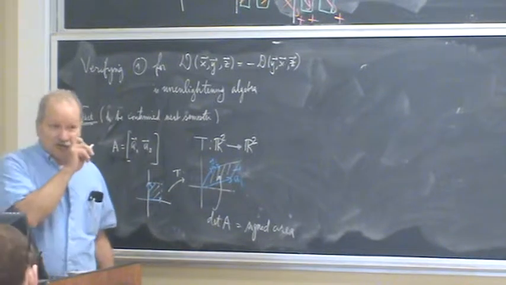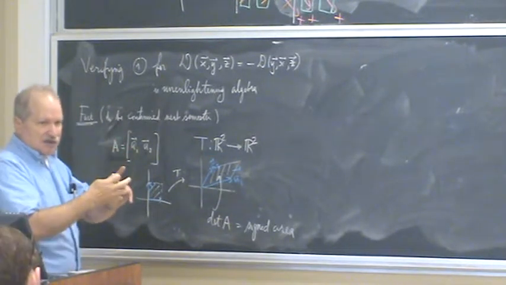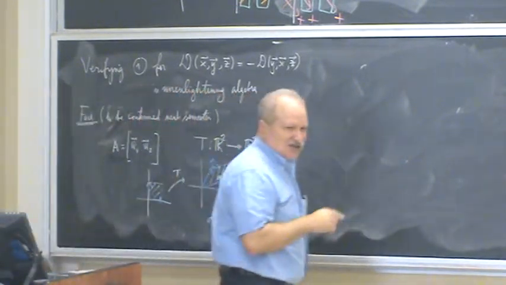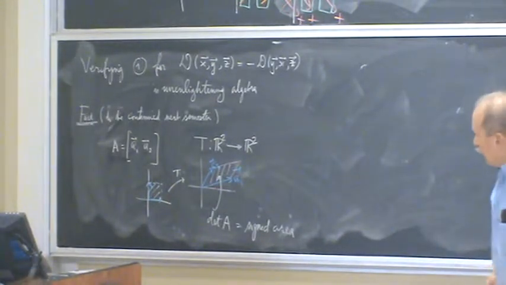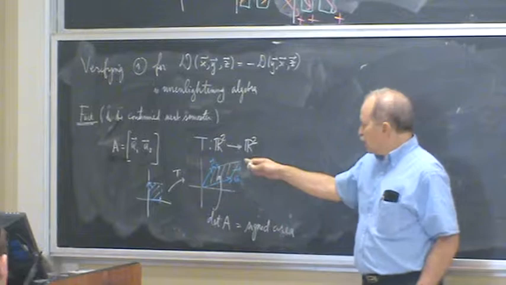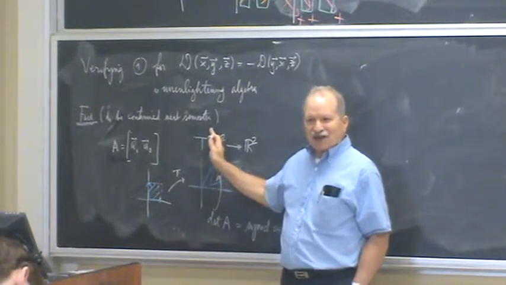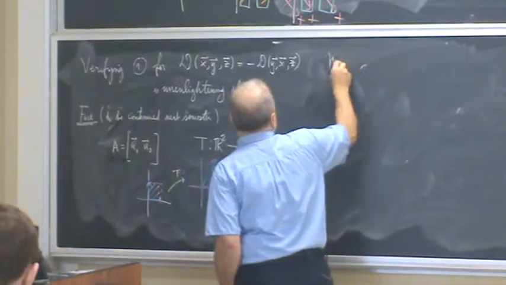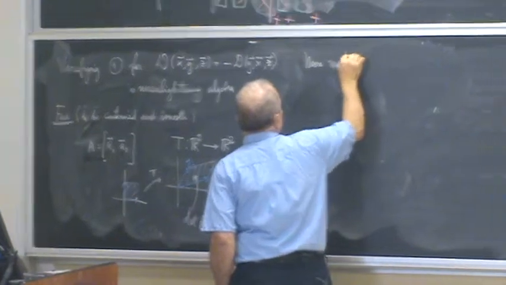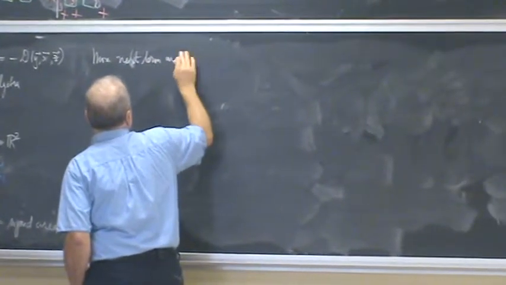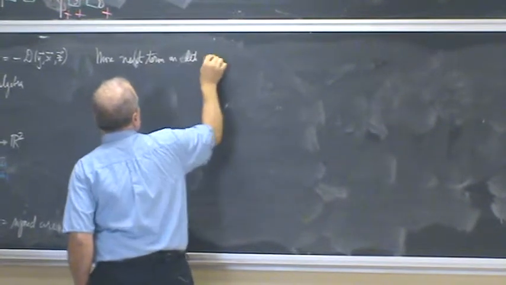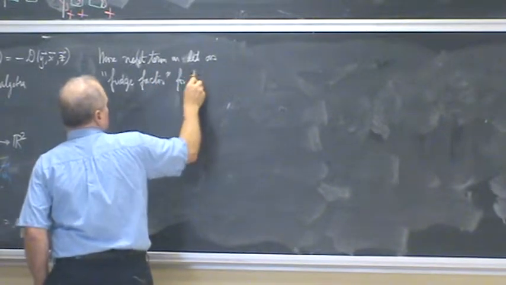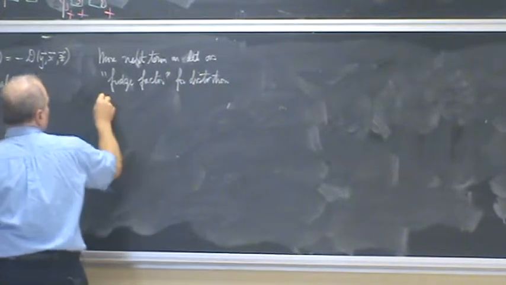Same thing for volume with 3 vectors. Take a box, it maps to a parallelepiped. The signed volume of that parallelepiped is the determinant. And this will be crucial when we do integrals next semester: the determinant is coming in as a fudge factor that says how area or volume is distorted. So more next term on volume, on determinant as fudge factor or distortion of signed volume.